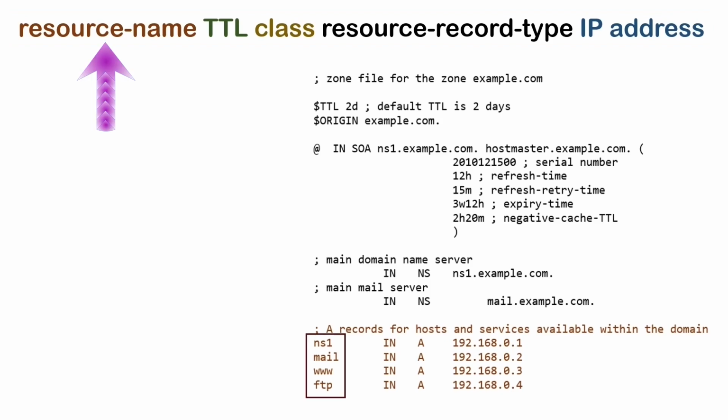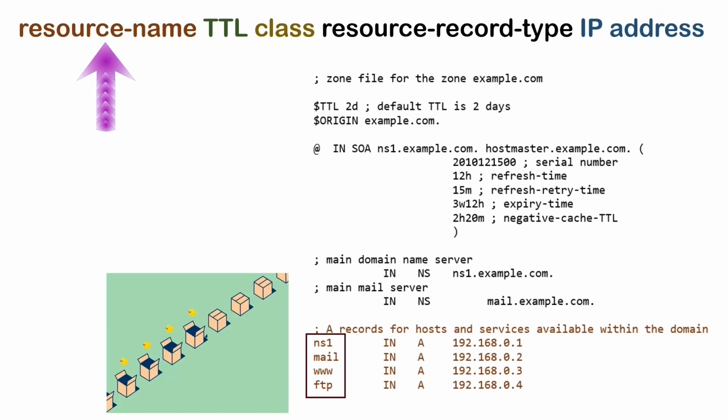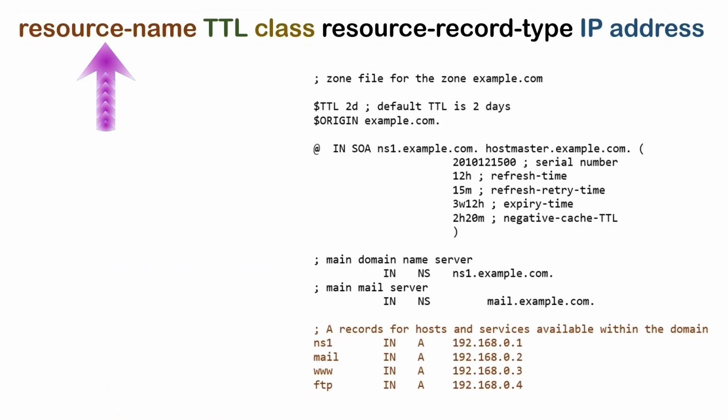The name field defines the name of the host or service whose IP address we want to make publicly accessible. If we use a relative name here, DNS automatically converts it into a fully qualified domain name by adding the origin directive's value to it. The TTL field defines how long other name servers and resolver systems can cache this record.